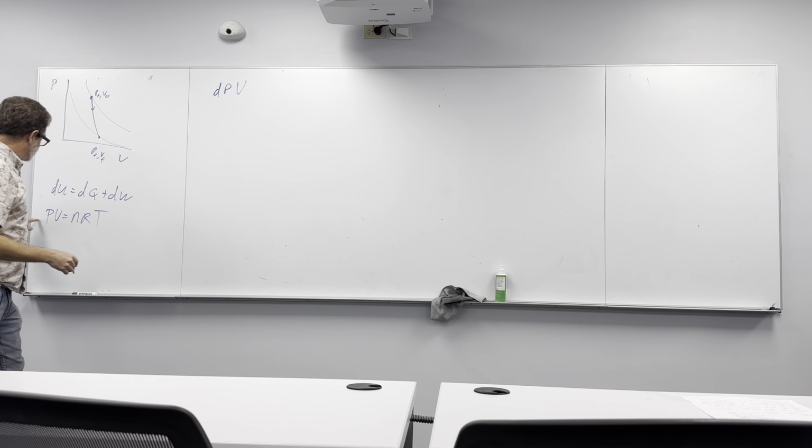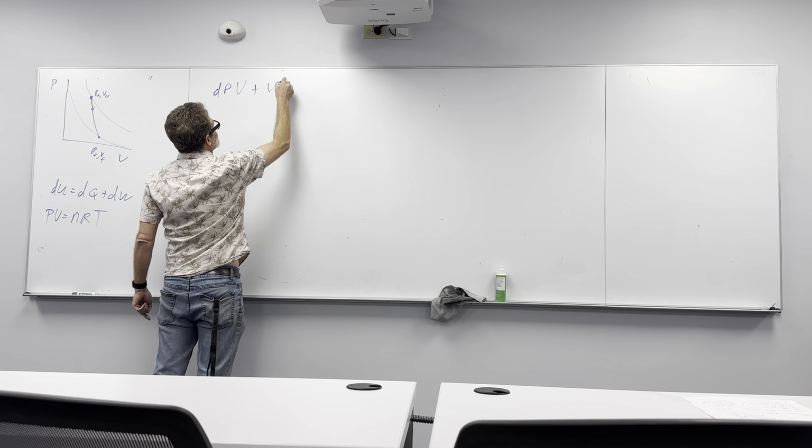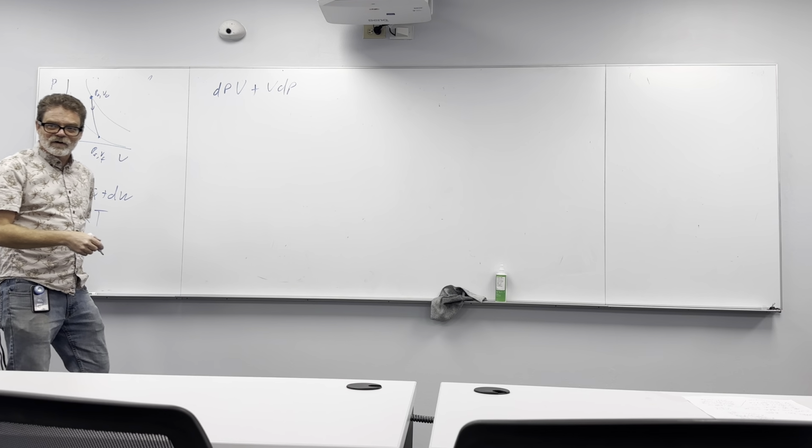So I would have dP times V, but when I do a product, what do we have to do? The product rule, remember the product rule? What's the product rule, Matthew? Product rule from Calc 1. Derivative of the first one times the second one, plus the second one times the derivative. Right, so this would be PdV plus VdP. Does that make sense to you guys?